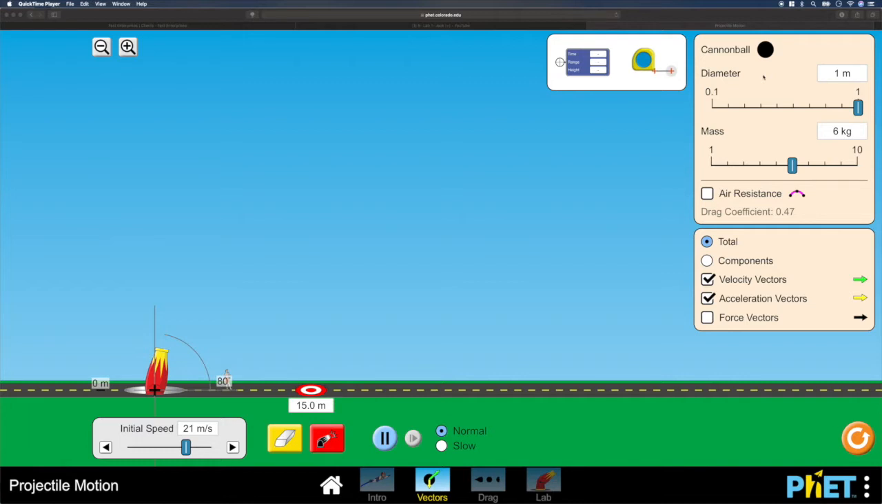So for this simulation, we're going to do a cannonball, and the diameter is 1, which doesn't really matter in this case because we're neglecting air resistance. And then the mass for the first object, or the first ball, is 6 kilograms, but in our video it's 6 pounds, so there's a little bit of difference there, but you could just assume that this is pounds, since this is just a simulation.